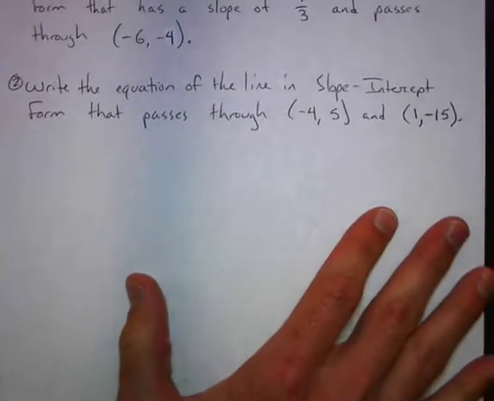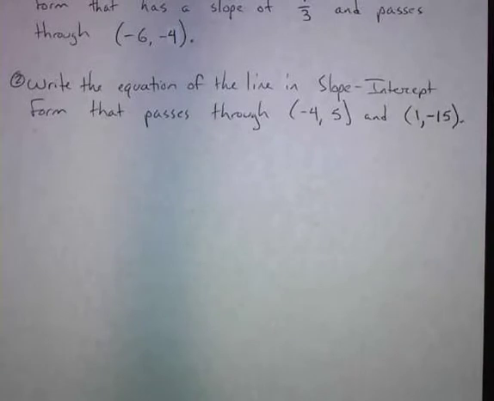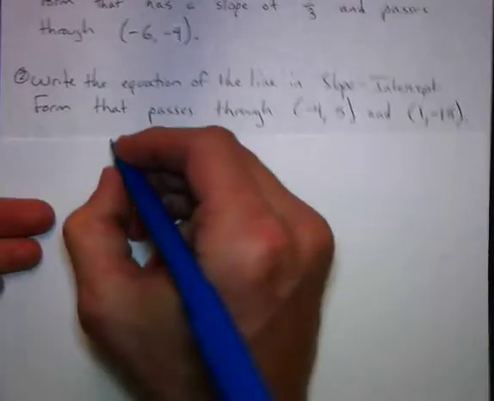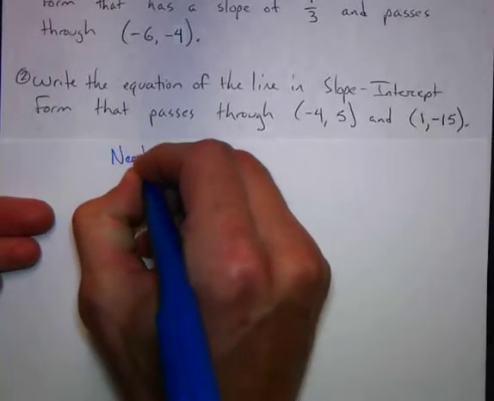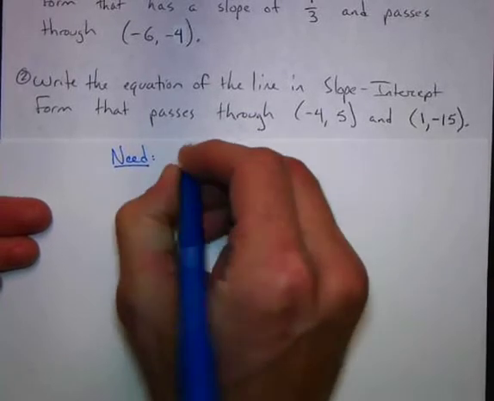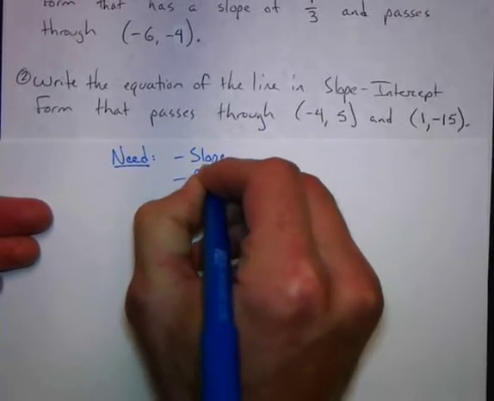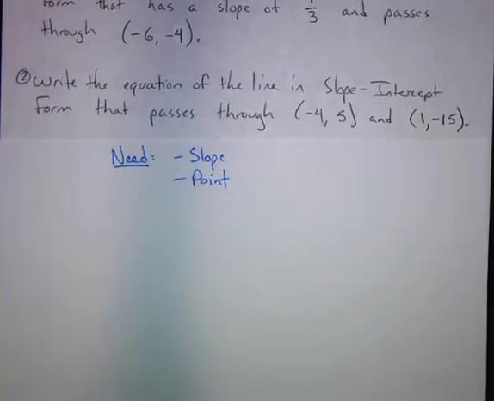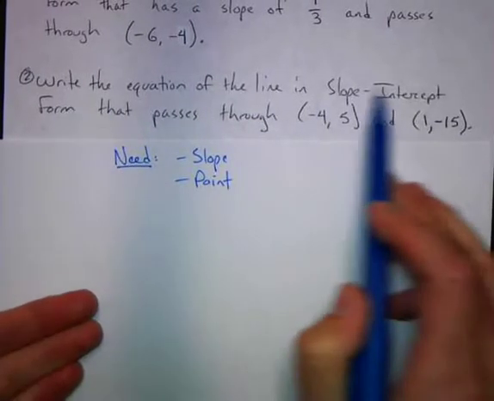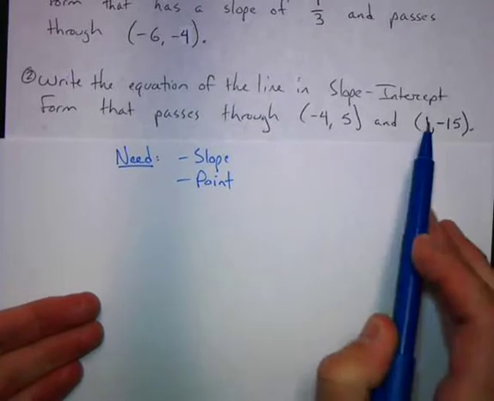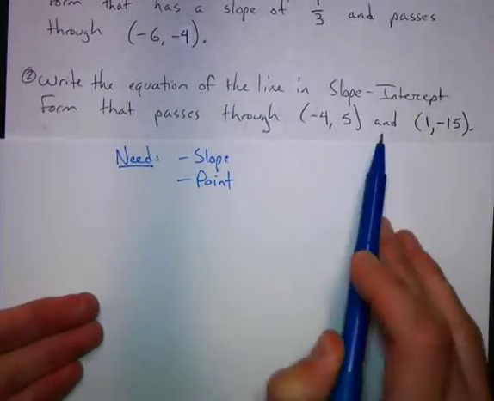But what about the second question? What about this question that's telling us to write the equation of a line in slope-intercept form that passes through those two ordered pairs? Well, we go back to the things that we need. What do we need to write an equation? We need a slope, and we need a point. So we read through this question. Do we have a slope? This question does not give us a slope.